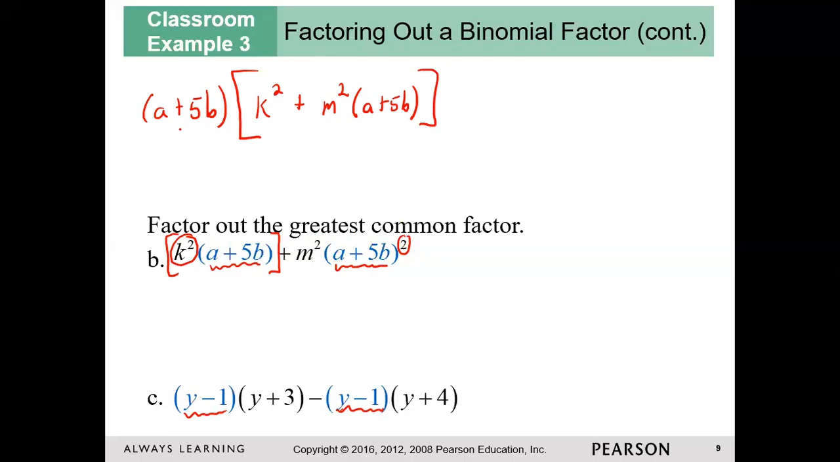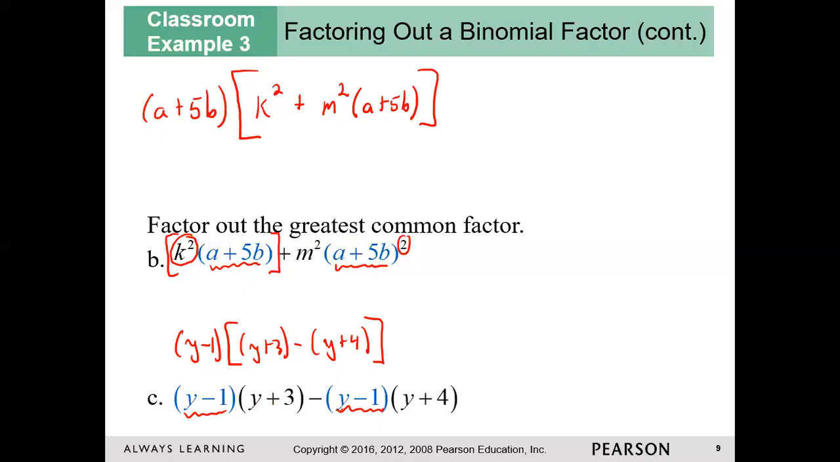I took one of them out, which means there's still one left over here. Okay, and this one will go pretty fast. Again, I have my y minus 1 right there. And what's happening when I take that y minus 1 out from each one of these, I'm left with a y plus 3 minus y plus 4. And if you wanted to, you can combine your like terms and continue from there.